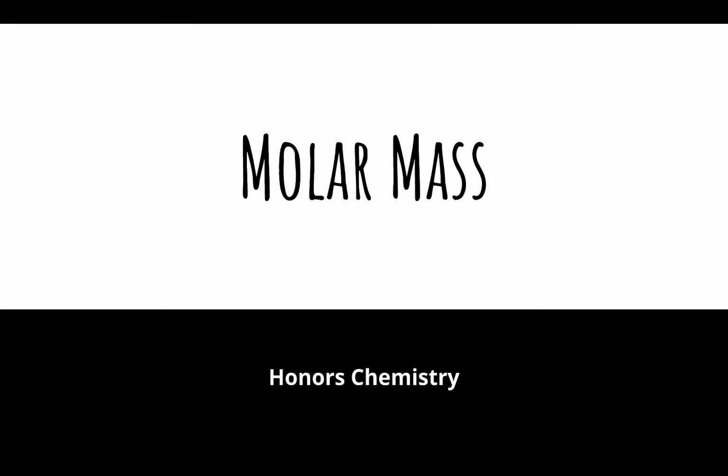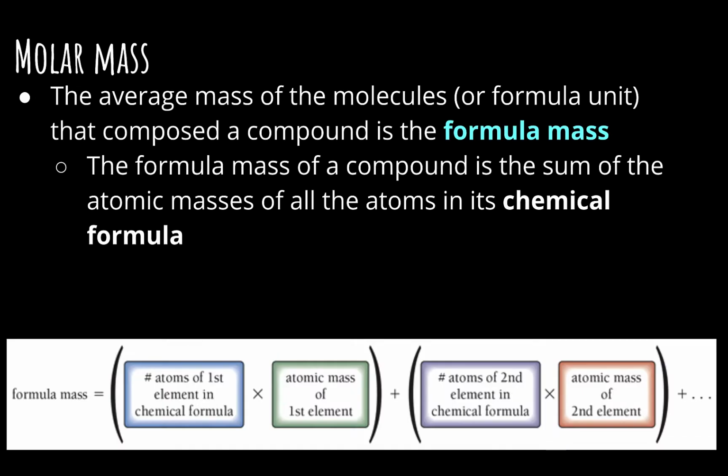The next thing we're going to look at is molar mass. The average mass of the molecules or formula units in a compound is called the formula mass. The formula mass is the sum of all the atomic masses of all the atoms in its chemical formula. So to get the formula mass, you take the number of atoms of the first element in the chemical formula times its atomic mass, plus the number of atoms of the second element times its atomic mass, and you continue on for however many elements there are in that formula.